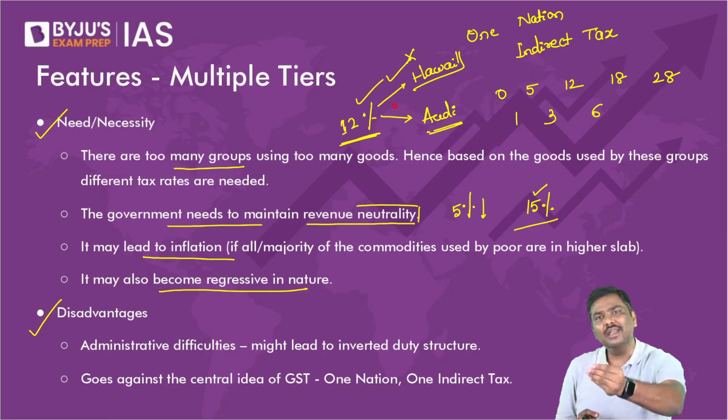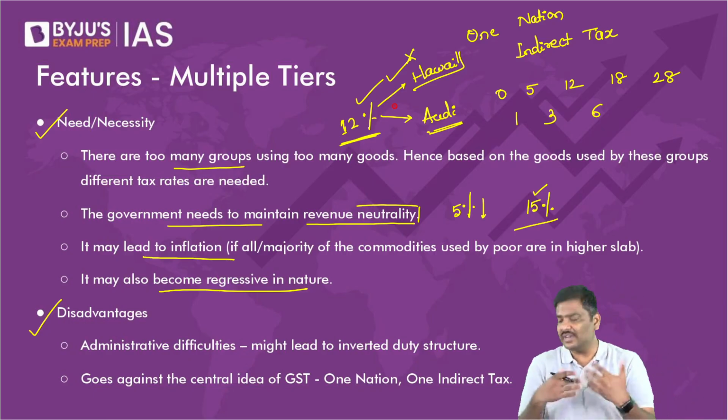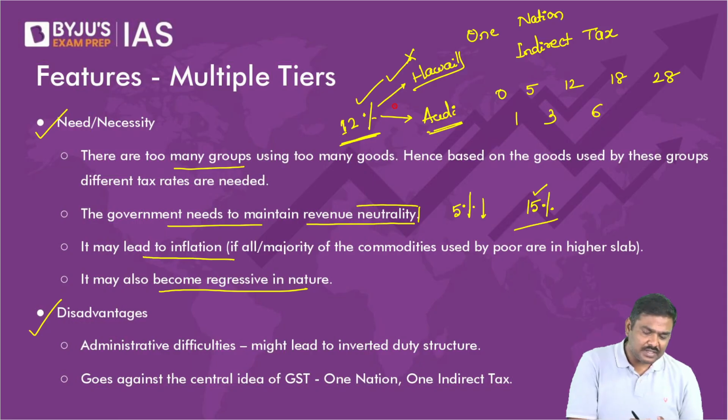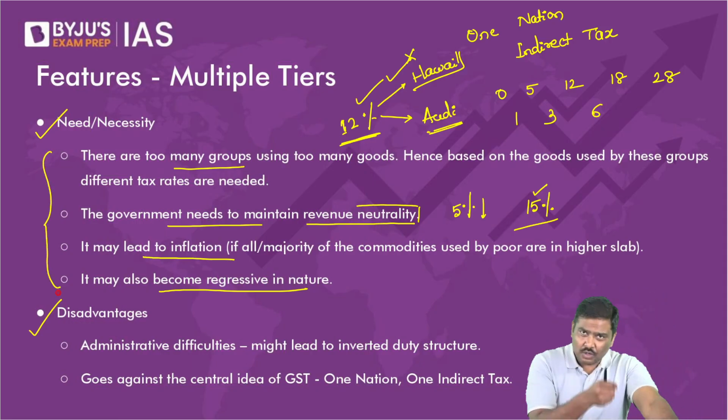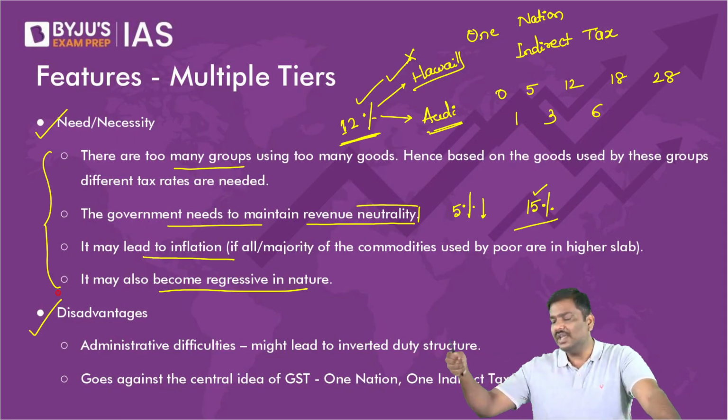It might become regressive in nature. More regressive in nature, it can happen. Okay. So these are some of the reasons why the Government of India decided not to have a single rate of GST, but to have multiple rates of GST.